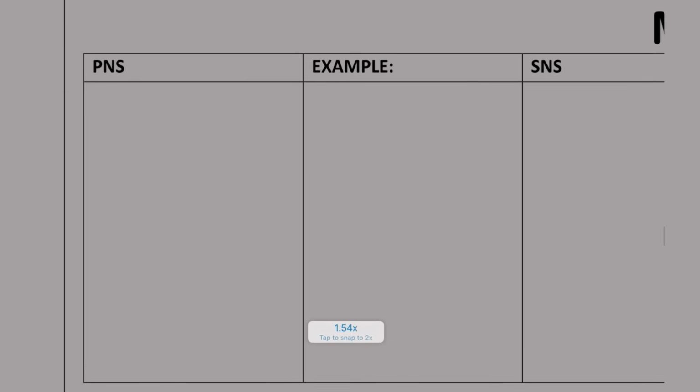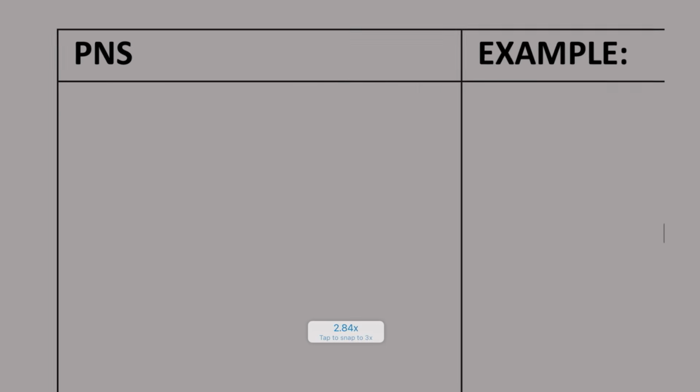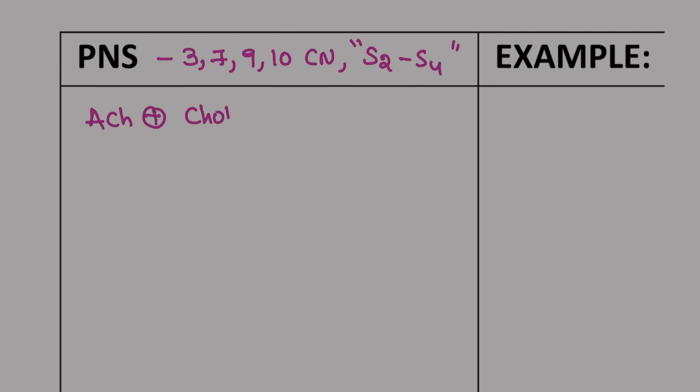First, you have to take note of what the main mechanism of this is. What is the main function of the parasympathetic nervous system? Where is it present? It is present in the 3, 7, 9 and 10 cranial nerves, and the S2 to S4 sacral ganglia are also involved. And what is the main mechanism? It is going to increase the acetylcholine.